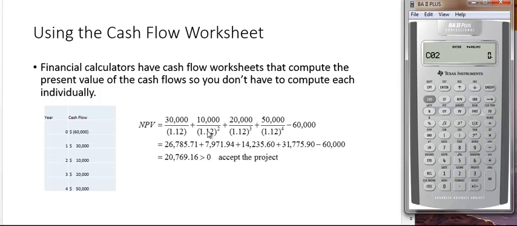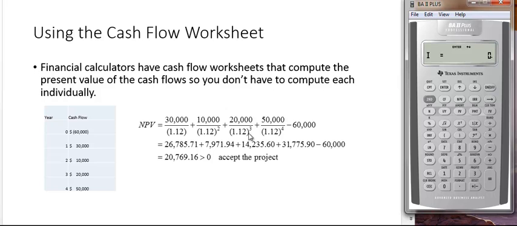The next cash flow in year 2 is 10,000. So again, enter, down arrow. Again, it only appears once, so we'll leave frequency at 1. The year 3 cash flow is 20,000. And again, it only appears once. And the final cash flow is 50,000. Enter. All right, now you hit NPV, and it's going to ask you for an interest rate.